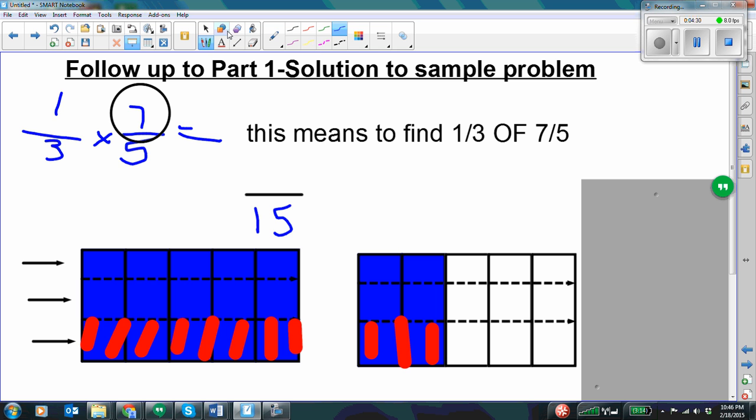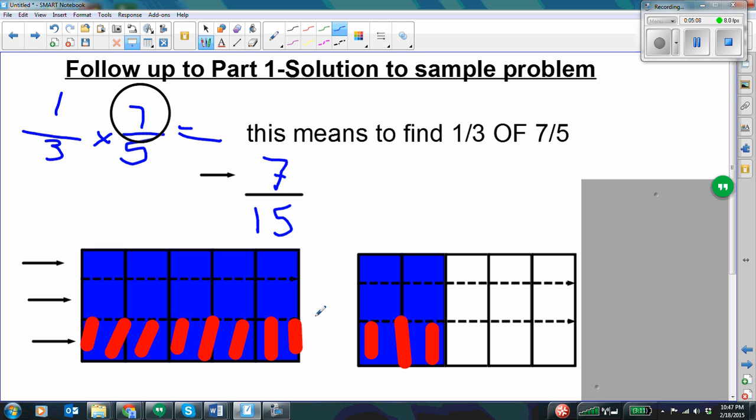My top number, or my numerator in this case, is going to indicate how many of those parts I have. And again, this is where we get to take a look at those two colors, blue and red, and how many of those small boxes are consumed by two colors. So I can see I've got 1, 2, 3, 4, 5, 6, 7. So let me add that. So at this point, 1/3 of 7/5 is equal to 7/15.